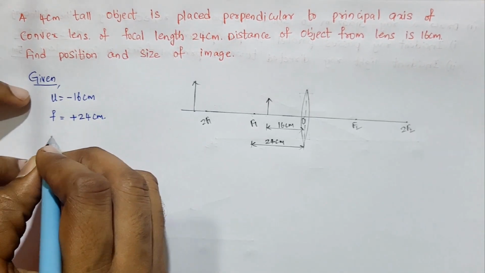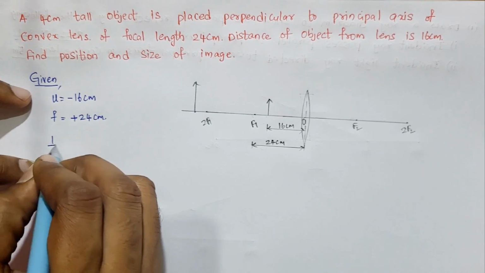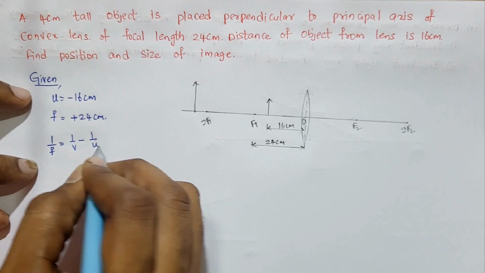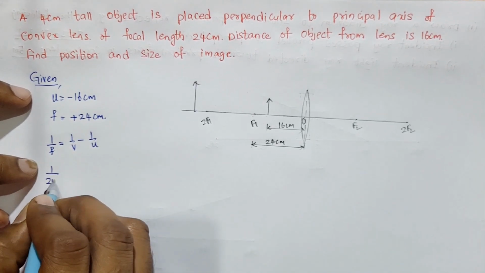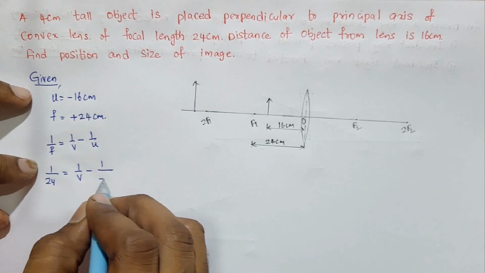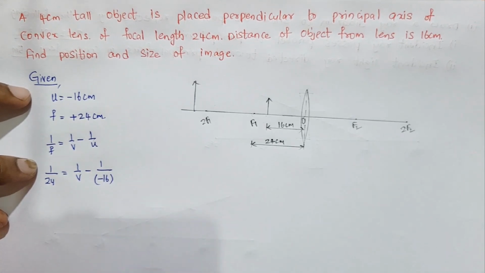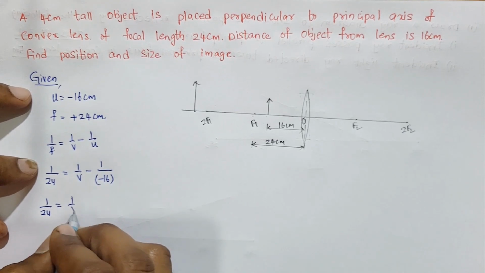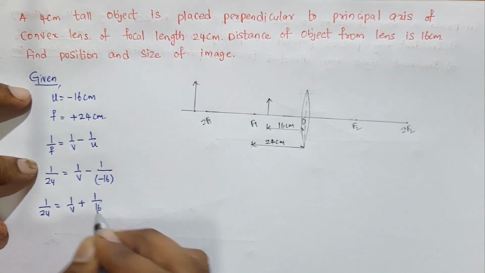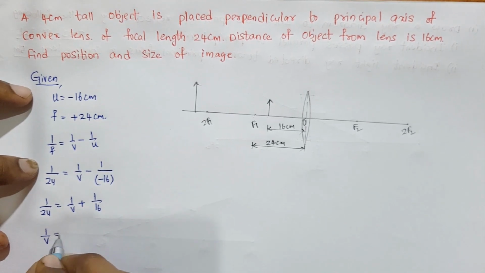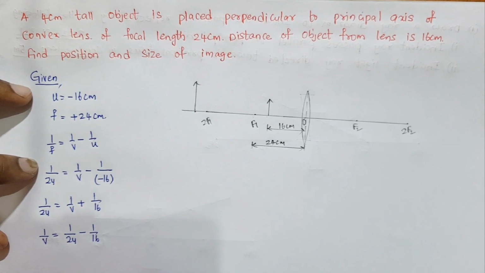Lens formula is 1 by f is equal to 1 by v minus 1 by u. So 1 by 24 is equal to 1 by v minus 1 by u, u is minus 16. So this becomes 1 by 24 is equal to 1 by v plus 1 by 16. Plus 1 by 16 goes to the other side, so it becomes minus. So it will be 1 by v is equal to 1 by 24 minus 1 by 16.